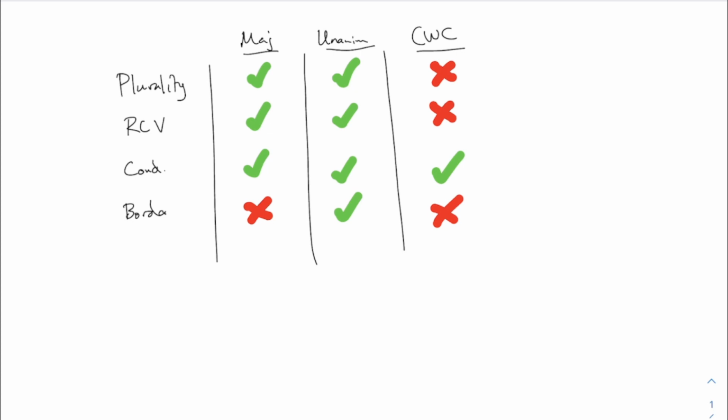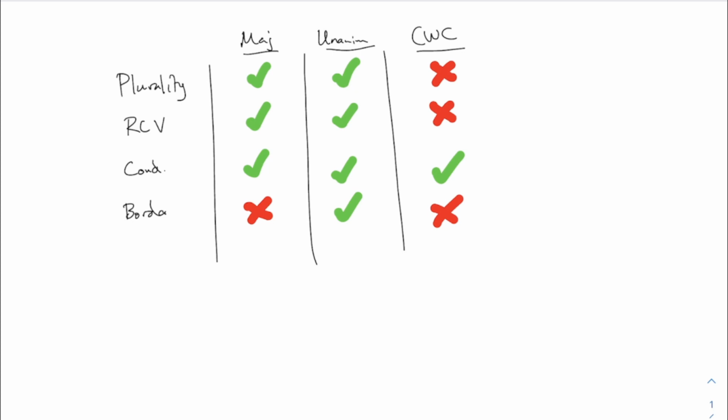The plurality system is when you just count up the first position rankings and see who got the most. Then the RCV is the ranked choice. That's the one where you do rounds and eliminations. The next one is the Condorcet method, which is the one where you look at all of the pairwise matchups of the candidates and see who would win in any pairwise competition. And then the Borda is the one where you give points per ranking and add up all the points.